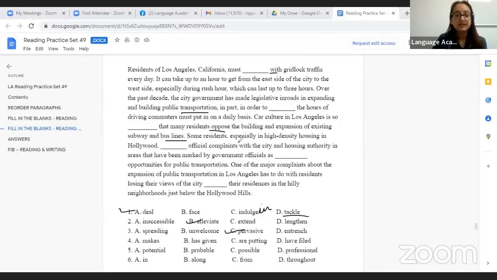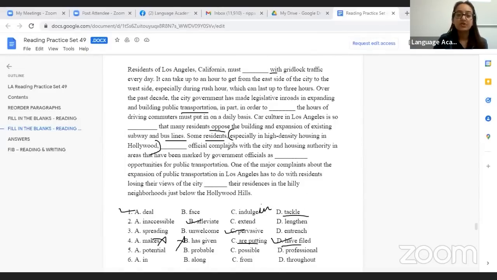So some residents, especially in high density housing in Hollywood, so we can eliminate the comma to comma part to understand grammar. Some residents that dash official complaints with the city. So residents is plural. Let's see. Makes cannot be the answer. Makes come with singular. Has will also come with singular. Are putting or have. Are and have both are used in with plural options. So residents are putting complaints means right now they are doing it or they have filed. So it's better to go with have filed because they are not doing it now.